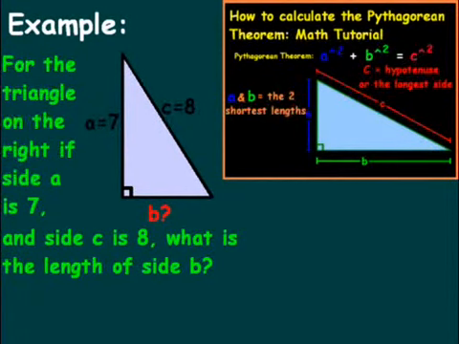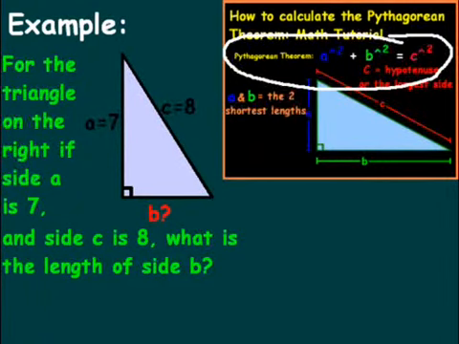Okay, in our first example, the triangle on the right has side A is 7, side C is 8. We want to know what is the length of side B, and B is obviously the red thing with a question mark there. Now what we want to do is use the Pythagorean theorem, which I have written up there, circled there, and we want to write it out ourselves. So we're going to write it out to the right, and then we're going to substitute what we know to figure out the parts we don't know, which in this case is B.